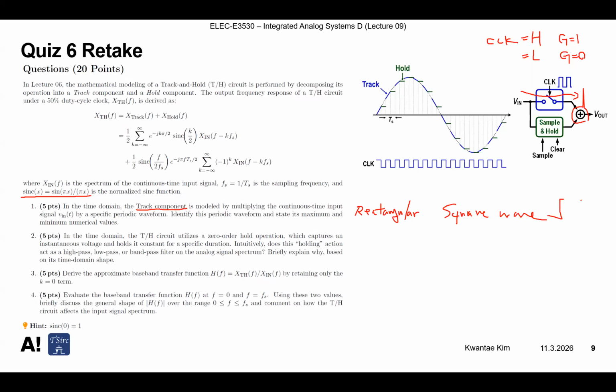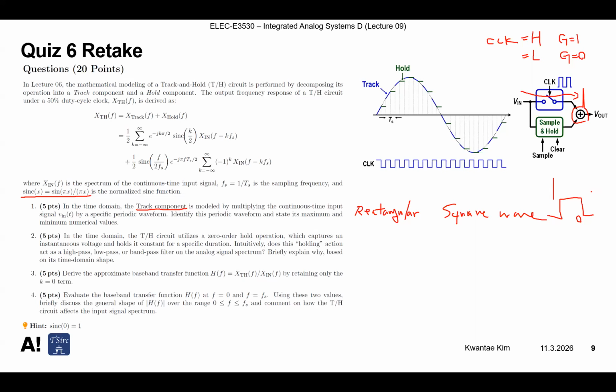And this is a waveform, 1 and 0. So in the time domain, the next question: the track and hold circuit utilizes the zero order hold operation, which captures an instantaneous voltage and holds it constant for a specific duration. Intuitively, does this holding action act as a high pass, low pass, or band pass filter on the analog signal spectrum? And briefly explain why based on its time domain shape.